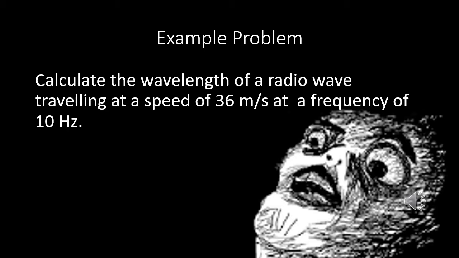So here I have come up with another example problem. The problem reads, calculate the wavelength of a radio wave traveling at a speed of 36 meters per second at a frequency of 10 hertz.